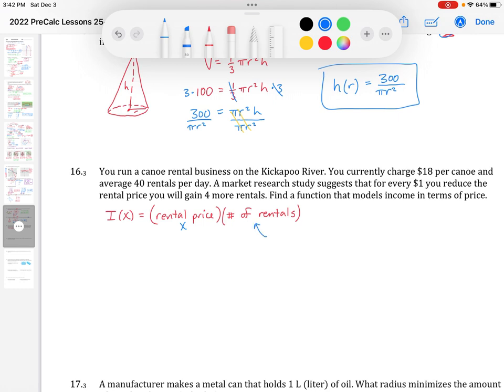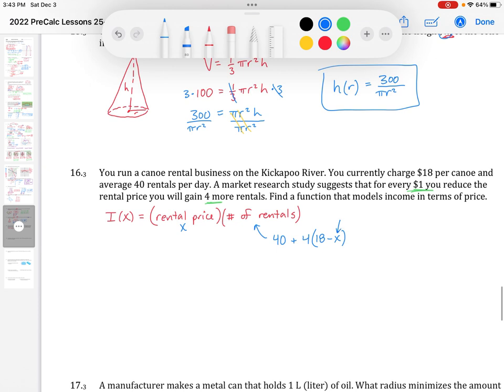Now to figure out this part, the number of rentals, that's kind of the tricky part. So we know we already have 40 rentals. And this part here is telling us, okay, so every $1 you reduce the rental price, you're going to get 4 more rentals. So let's say you reduce the price to $16. Well, then you would have 8 more people going, right? So what you're doing there is you're saying, okay, I'm going to take 18 minus my new price. So say it was 16. 18 minus 16 is 2. And then you take that 2 and multiply it by 4 to get the 8.